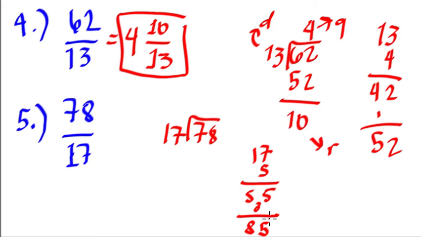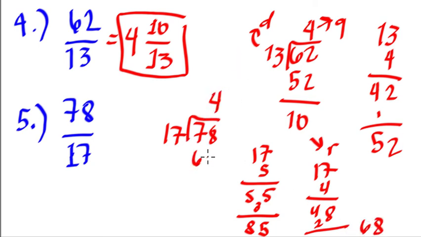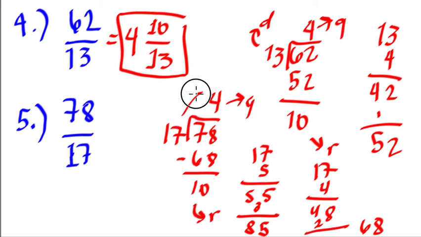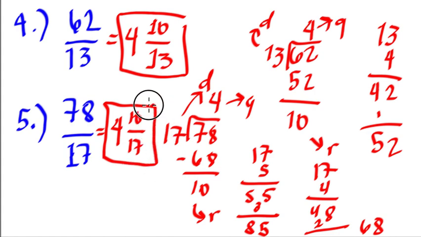Since 85 is an overshoot of 78, let's try 17 times 4 then. That gives us 68, which is okay. Subtracting 68 from 78, that's going to become 10. This is your quotient, this is your remainder, and this is your divisor. So what's the answer? That's going to be 4 and 10 over 17.